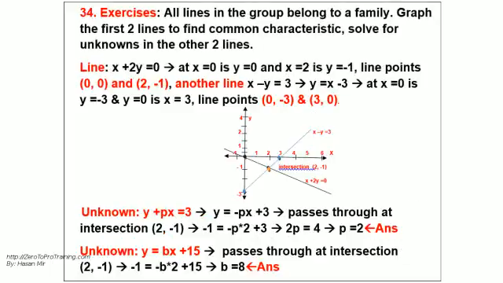Exercise 34. Graph the lines x plus 2y equals 0 and x minus y equals 3. See the diagram, at intersection yields, respectively. Unknowns: y plus px equals 3 gives p equals 2, and y equals bx plus 15 gives b equals 8.